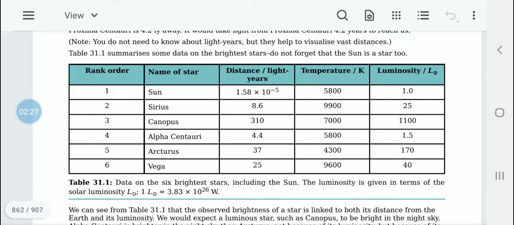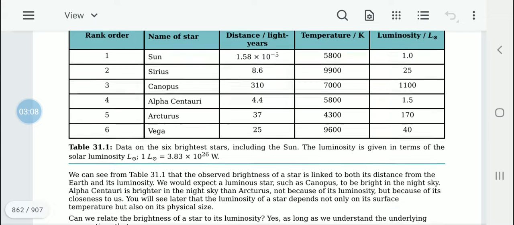That is something that you need to understand. The temperature on the Sun is 5800 Kelvin. Luminosity is taken to be 1. Then Sirius, it is 8.6, 9925, like that. There are different luminosities and different temperatures on them. As you can see here, Canopus, which is 310 light years away, has a luminosity of 1100.